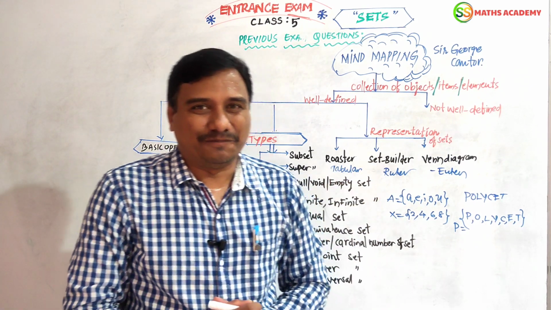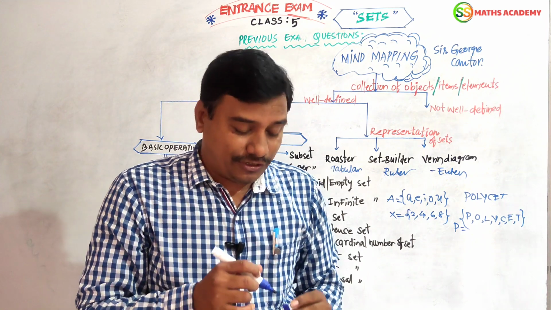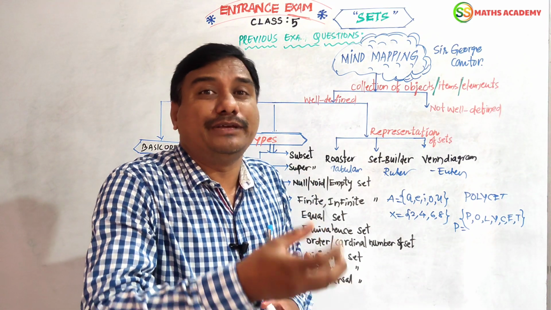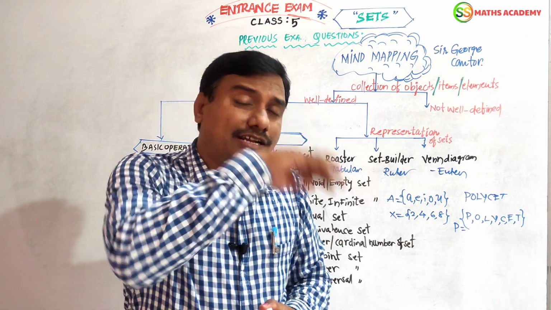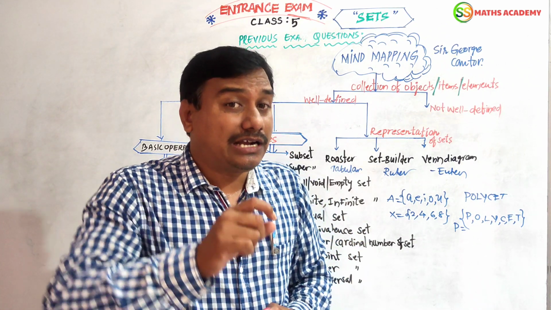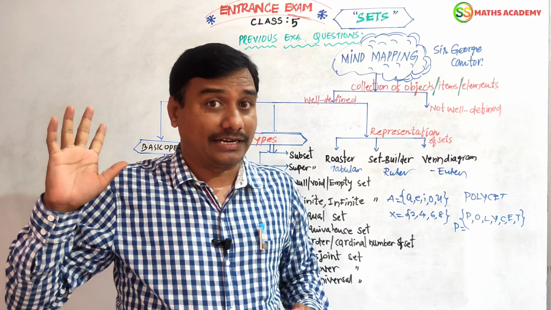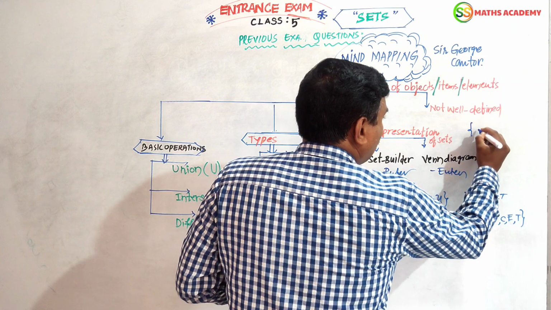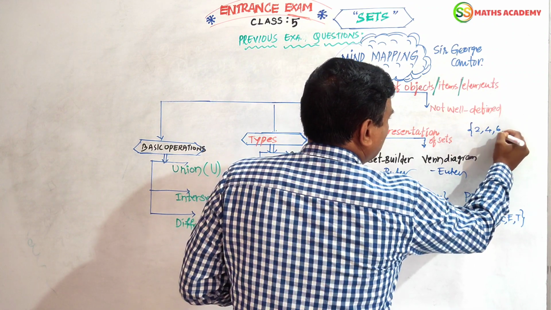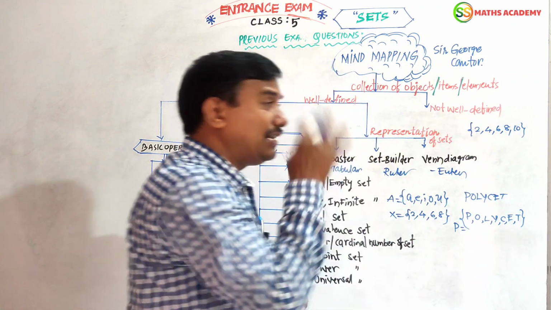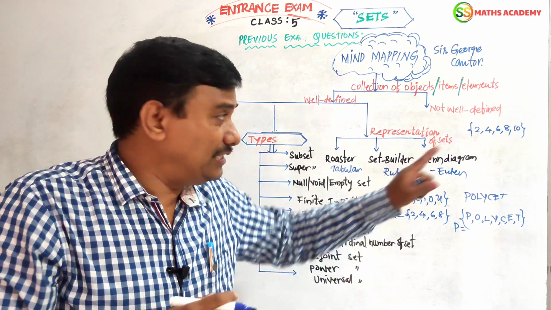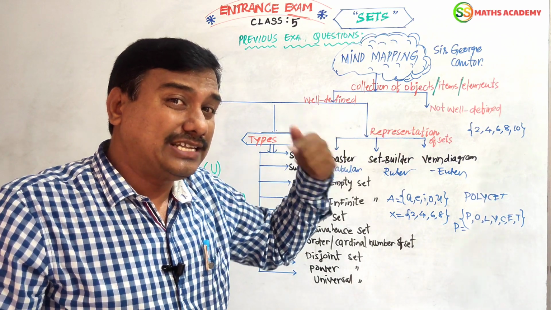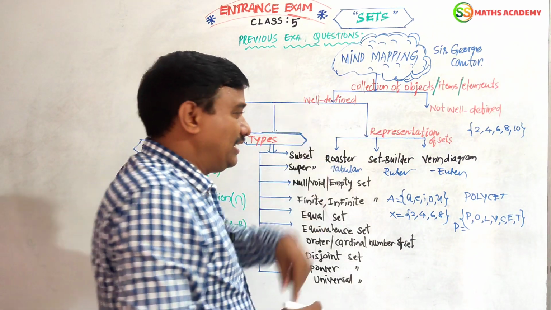What about set-builder form? In this representation, the elements are described by a common property for each and every element. For example, 2, 4, 6, 8, 10, even numbers up to 10. This is a roster form. I should convert the roster form into the set-builder form. What is the way I am doing here? Common property. Let us see.